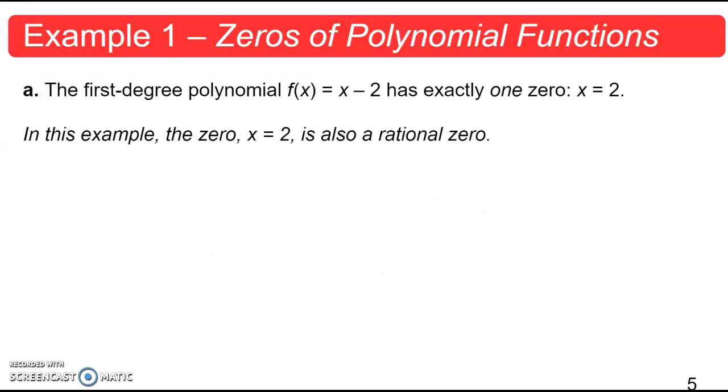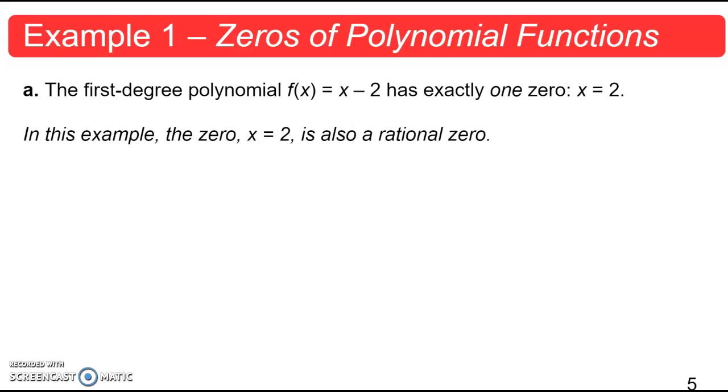For example, if we have a first degree polynomial, f of x equals x minus 2, then it has exactly one zero, x equals 2. And again, in this example, the zero, x equals 2, is a rational zero, so it is in the complex number system.